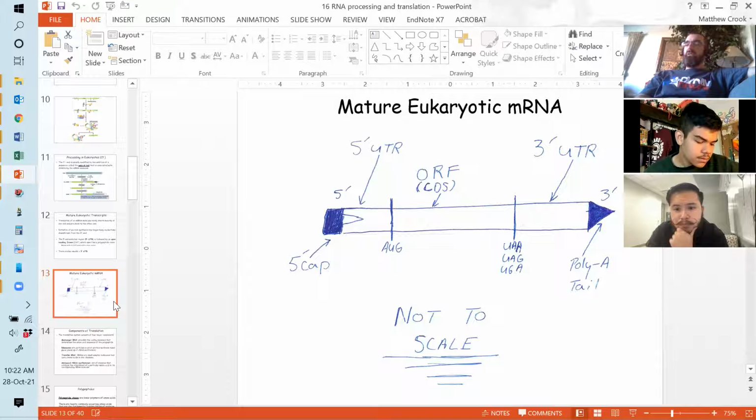So if I ask you a question about, you know, RNA processing, without even thinking about it, you know that I'm talking about eukaryotes. So if there's an answer in there that says something to do with prokaryotes or bacteria, you know that that's immediately wrong. Right? Because prokaryotes don't process their mRNA.